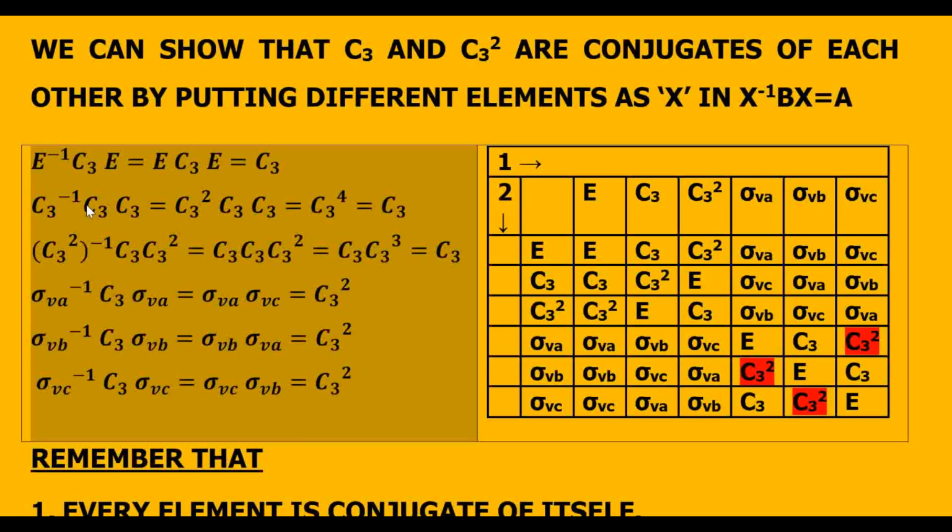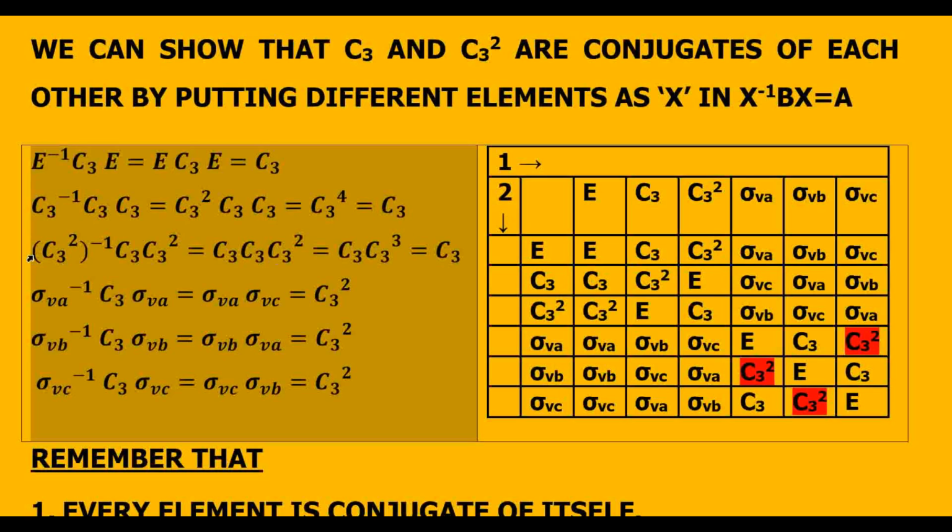So this case explains that an element is always conjugate of itself. If you put B is equal to C3 and X is also equal to C3, then you will always find that the result is equal to C3. Every element is conjugate of itself.